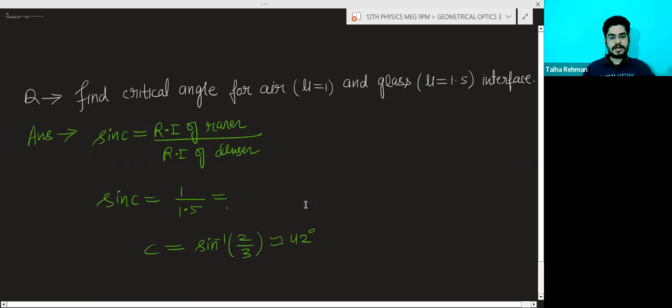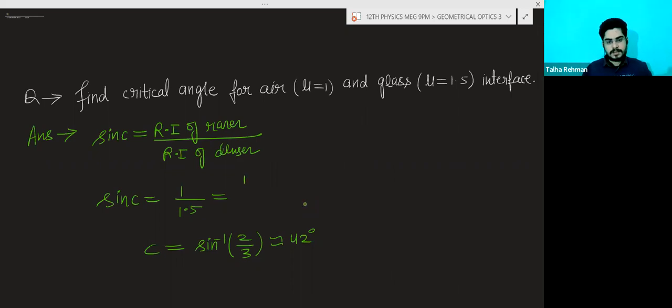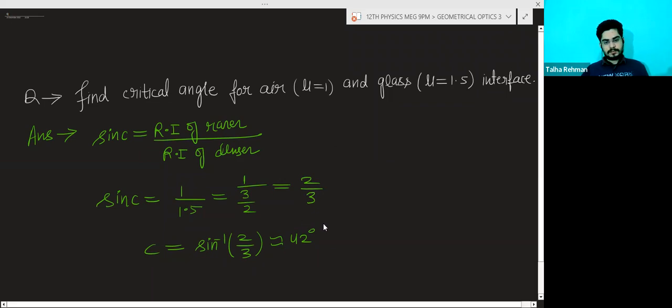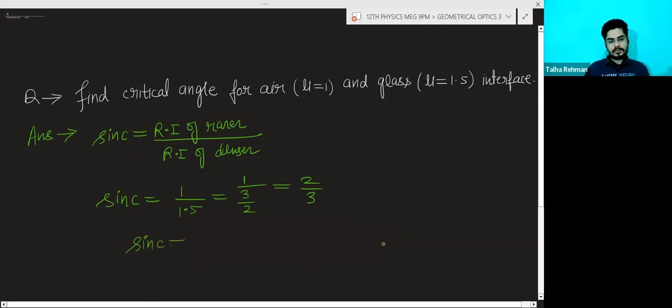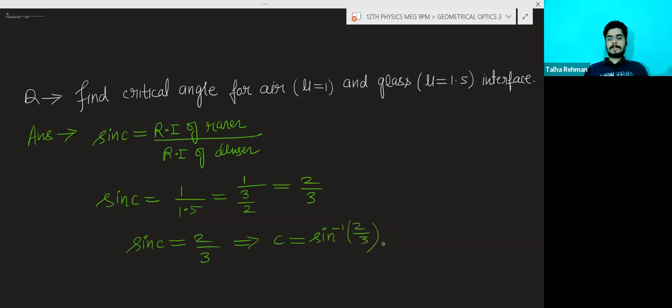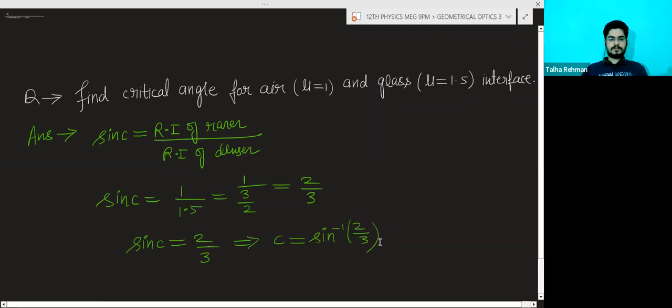You have to write like this. This is 1 divided by 1.5, which is 3 by 2. So you can write it as 2 by 3. So sine C is equal to 2 by 3. Sine of critical angle is equal to 2 by 3. So critical angle, if you want to find, you can write it as sine inverse 2 by 3. That is equal to 42 degree. So this is your answer.